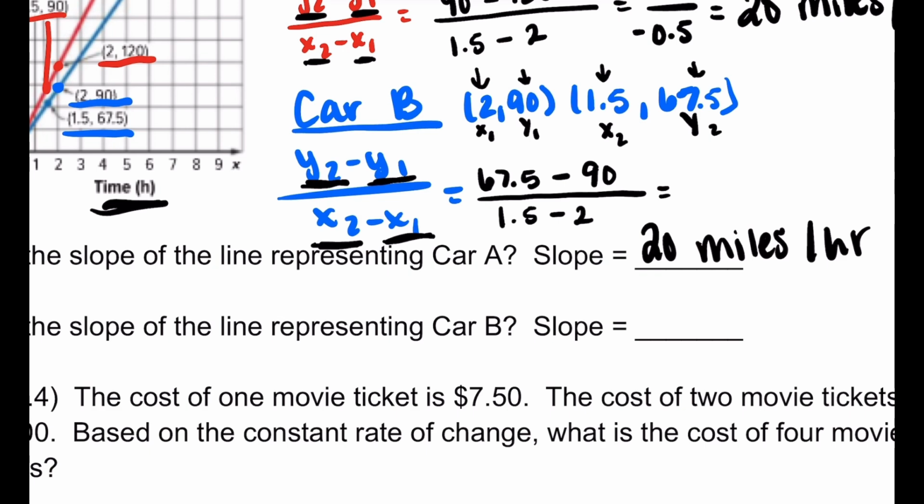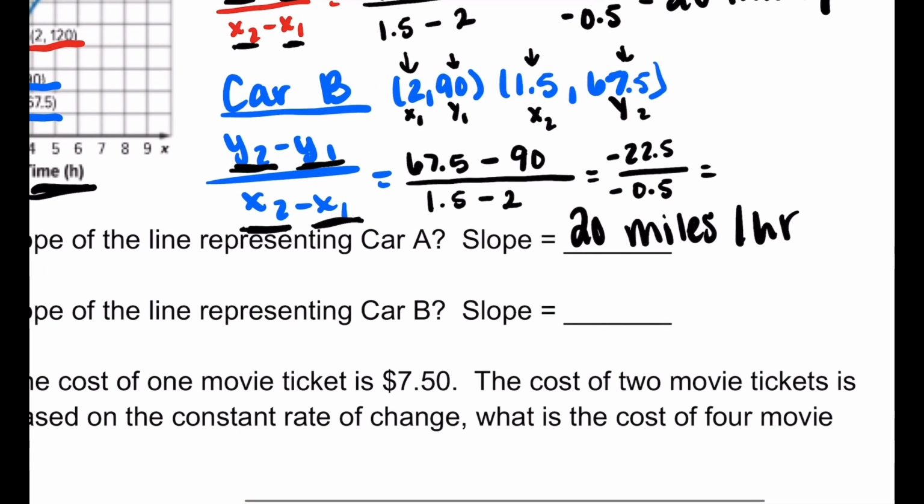So I have that 67.5 minus the 90. That's going to give me a negative 22.5 over, and then I have 1.5 minus 2, which gives me a negative 0.5. From here, all I have to do is just divide the negative 22.5 by the negative 0.5, and that is going to give me a positive 45.